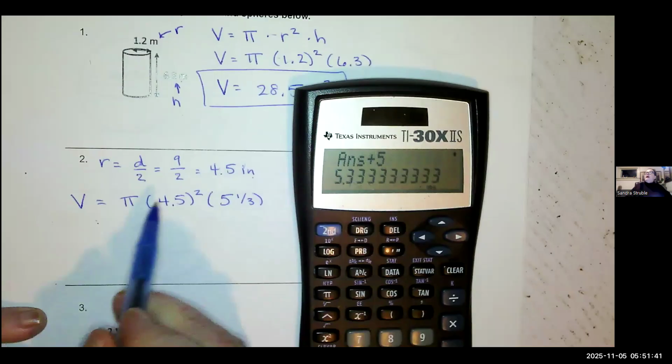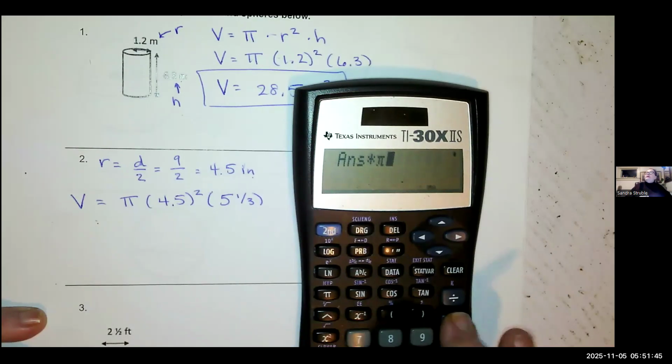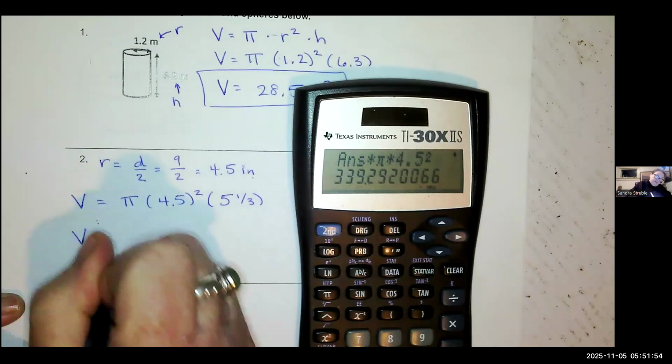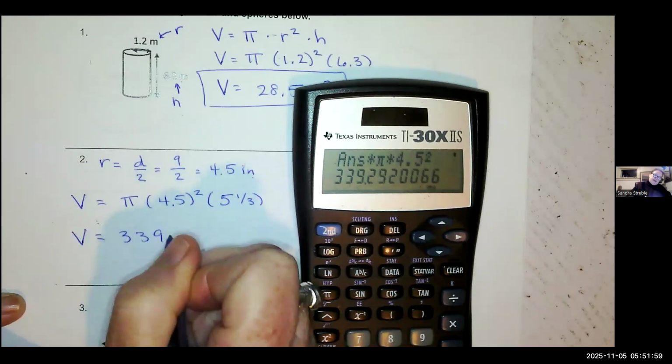So times pi times 4.5, and it needs to be squared, equals. So our volume for the cylinder is 339.29. I want to round this to the tenths place.